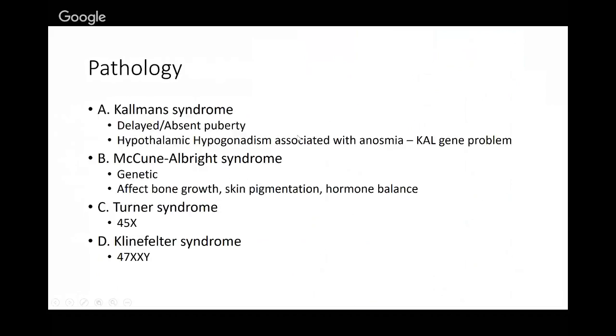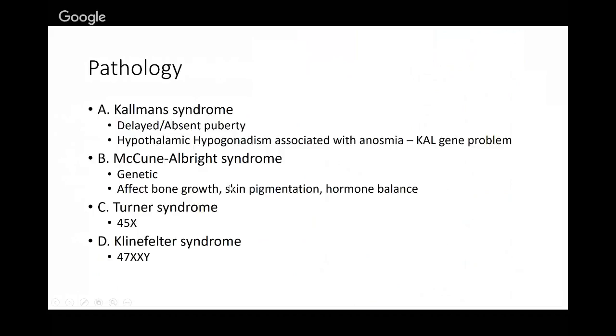Okay, the pathology of puberty that can happen, you have Kallmann syndrome. So Kallmann syndrome is when you have delayed or absent puberty, and this happens due to hypogonadism that is associated with anosmia, which is the inability to smell, and it has to do with the KAL gene.